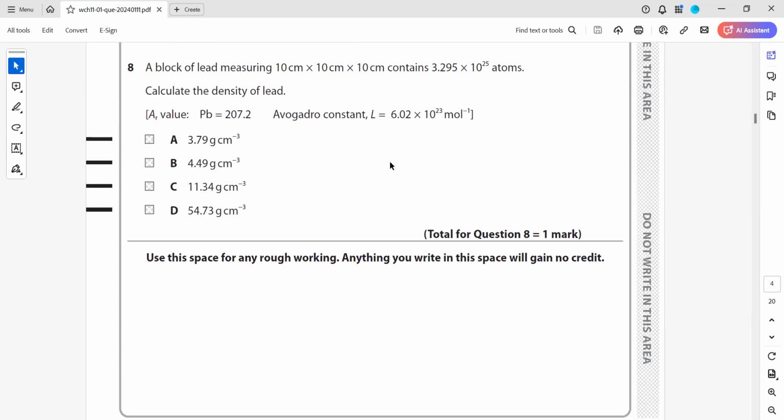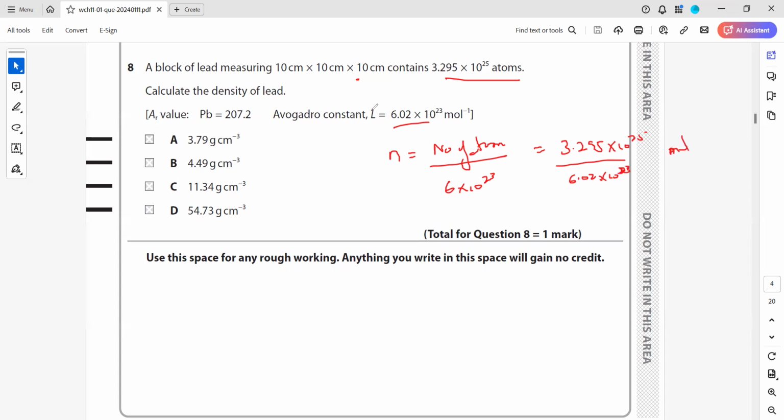A block of lead measuring 10 cm in each dimension contains this many atoms. Calculate the density in gram. So first we have this many atoms. From atoms we will convert into moles. How to convert atoms into moles? Moles equal number of atoms divided by Avogadro's constant, 6.02 exponent 23. So number of atoms are 3.295 exponent 25 divided by 6.02 into 10 to the power 23. This will give us the number of moles.